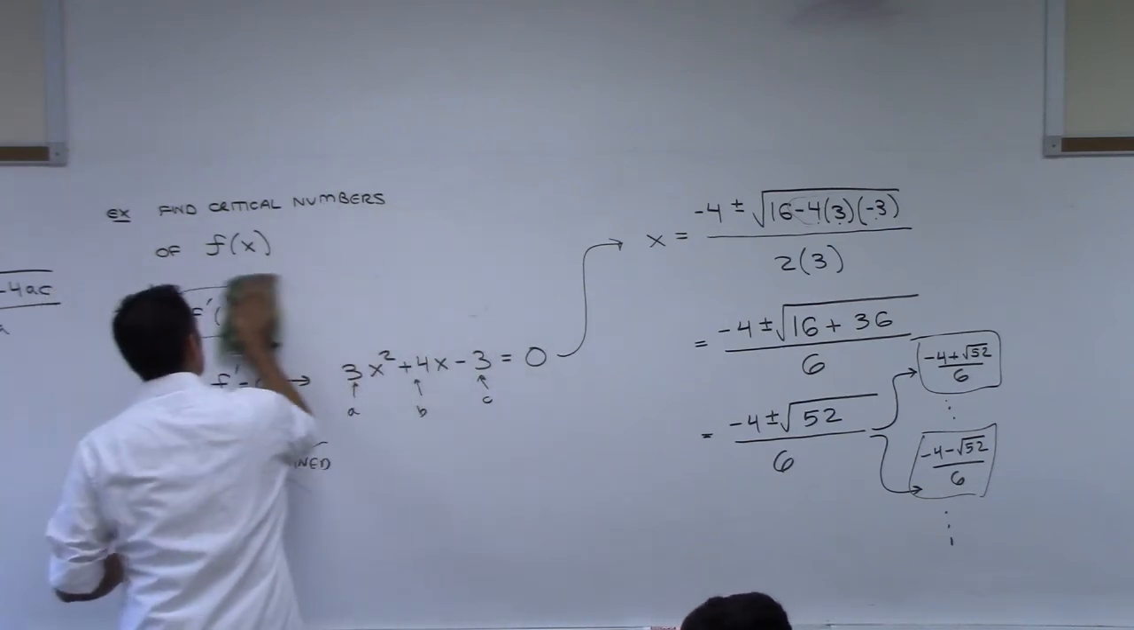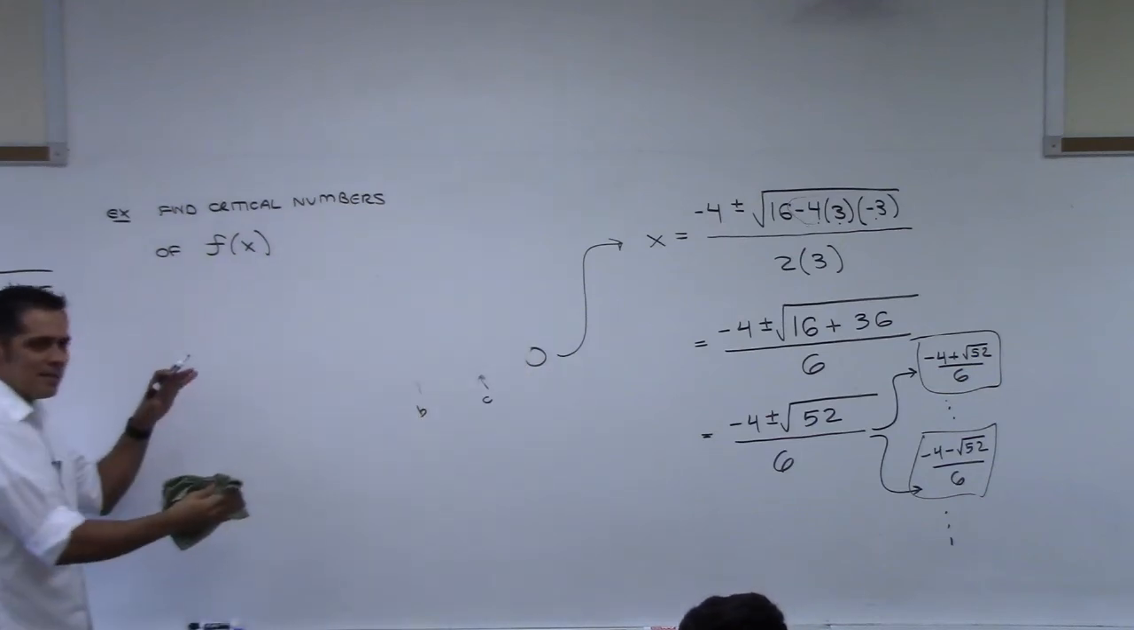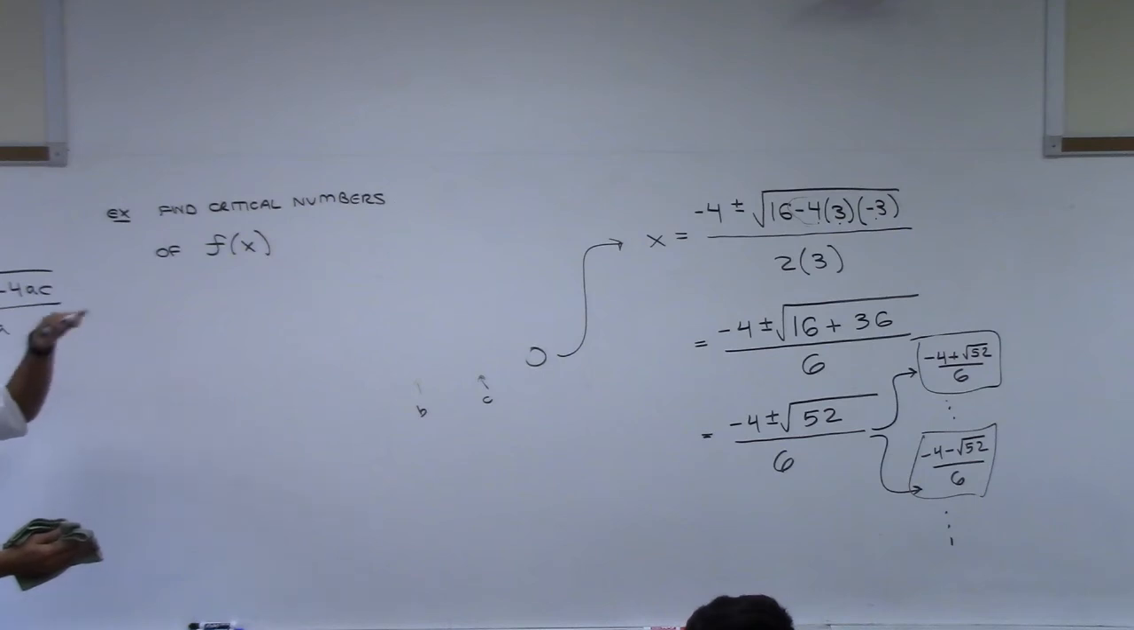We're ready to move on to the next idea here, I think. Do y'all feel like you have a basic idea of what we're doing to find critical numbers? Take the derivative, set it to 0. Take the derivative, figure out where it's undefined.